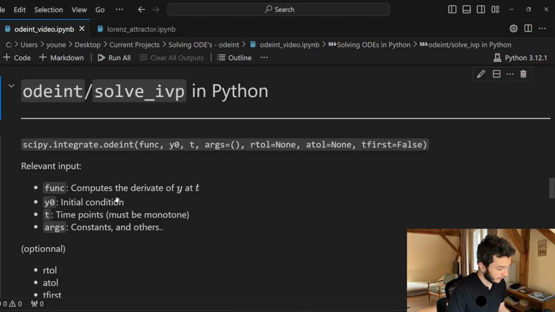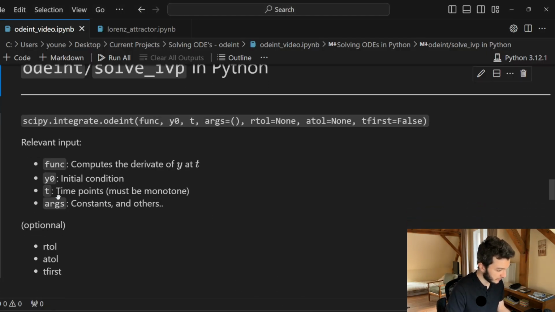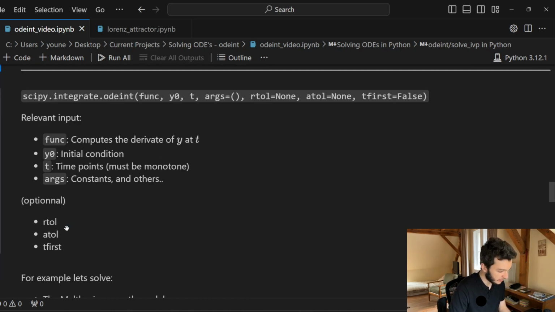Now, the fourth parameter that is relevant to us is the args. So this represents all the constants. Rtol and atol stand for relative tolerance and absolute tolerance. So this is in a way to control the errors and the precision of the solution. And then tfirst is an argument that we'll discuss about. It is a Boolean that can take either true or false.